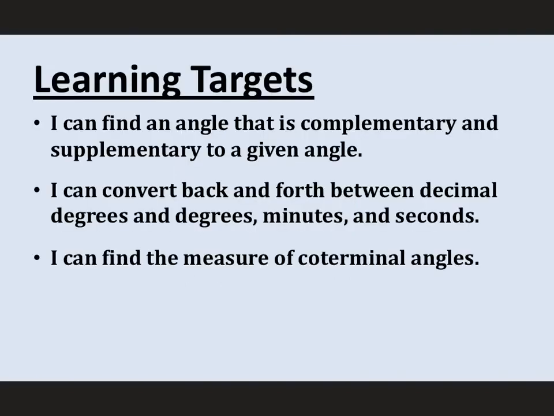All right, so our learning targets for today: you can find angles that are complementary and supplementary. Remember, complementary means we can add to 90, supplementary means we can add to 180. We're not going to review that too much. I can convert back and forth between decimal degrees and degrees, minutes, seconds. So we're going to talk about what that is, what it means to have decimal degrees versus degrees, minutes, seconds, and how to convert back and forth. And then I can find the measure of coterminal angles.